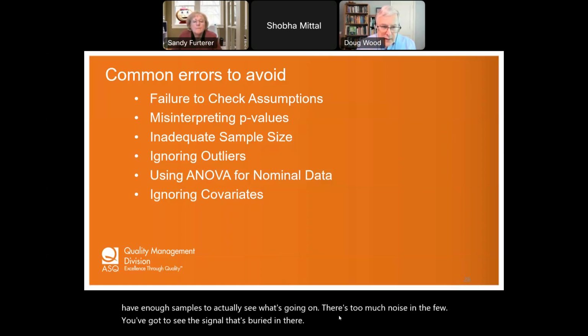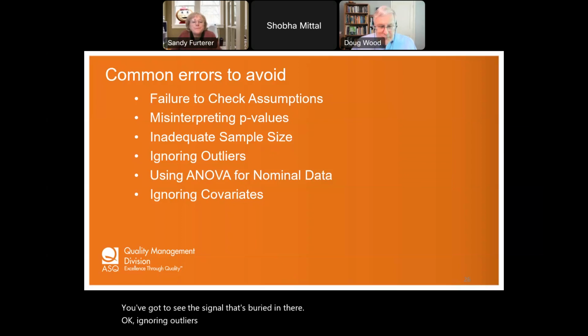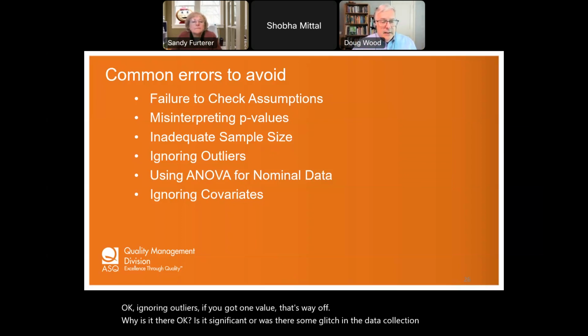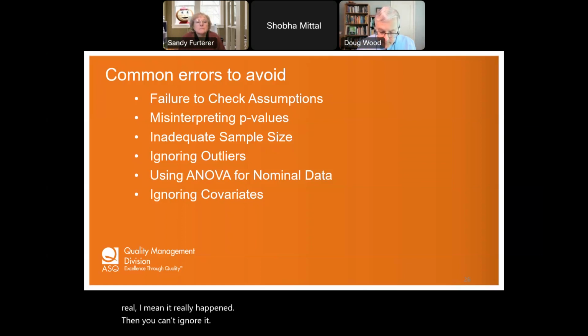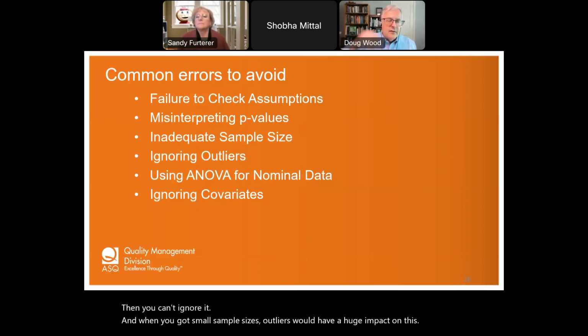Ignoring outliers. If you have one value that's way off, why is it there? Is it significant, or was there some glitch in the data collection? A glitch in the data collection process could mean you want to throw that outlier out. But if it's real, if it really happened, then you can't ignore it. And with small sample sizes, outliers have a huge impact, all to do with that squared term in there.